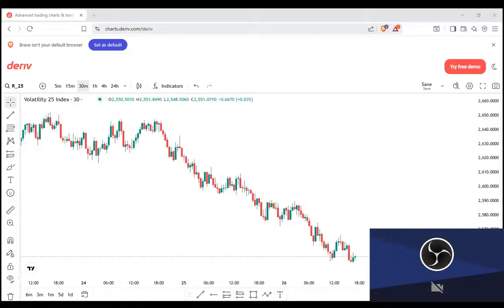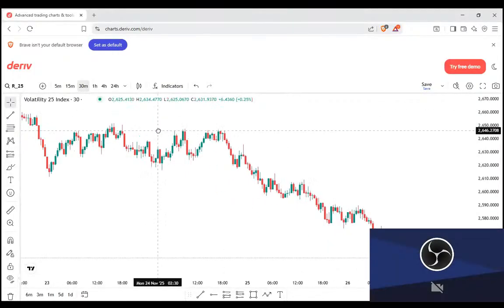Okay, this is Volatility 25 on the 30 minutes time frame. So we're going to be looking at the markets from the 30 minutes time frame, what they have priced up for us, and then we'll drop lower. All right, this is the Volatility 25 Index.